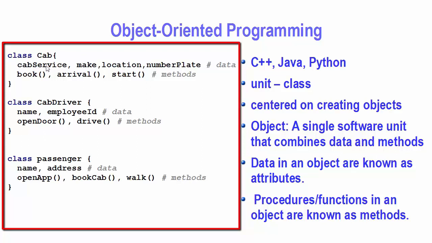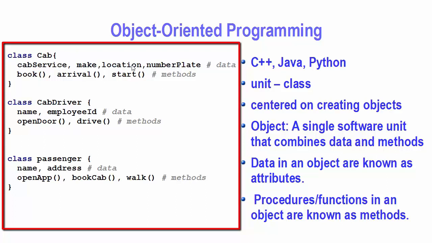Cab service can have data like Uber or any other cab service. And the other thing which a class can have are called methods. So earlier we have seen that we can create functions, and when these functions are used inside a class, they are called methods. Okay, so functions inside a class are called methods. Now the data inside this object or class is called attributes or the member variables, which can hold some data.